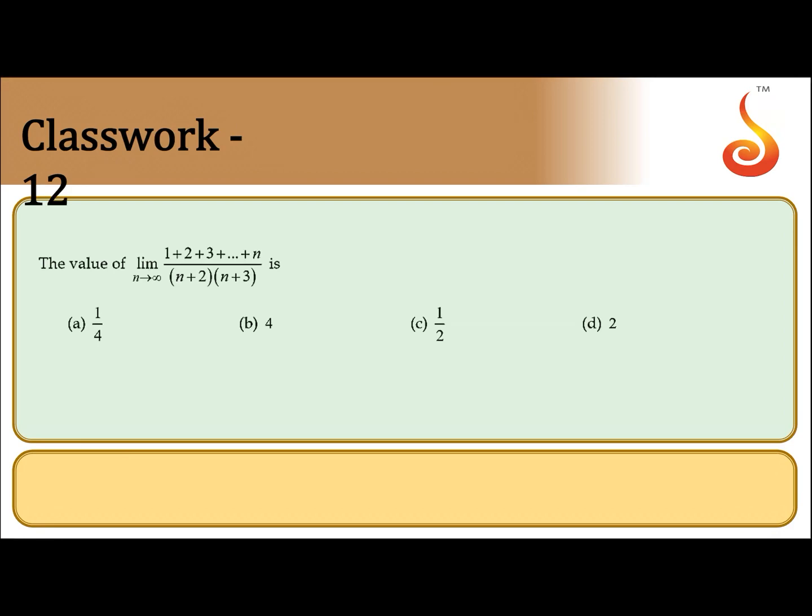Coming to 12th one. Here, the numerator is the sum of the first n natural numbers, sigma n, divided by n plus 2 into n plus 3 as n tends to infinity. Keep in mind one formula. This is nothing but sigma n to the power of p divided by n to the power of p plus 1. Then the answer for this problem is 1 divided by p plus 1 as n tends to infinity.